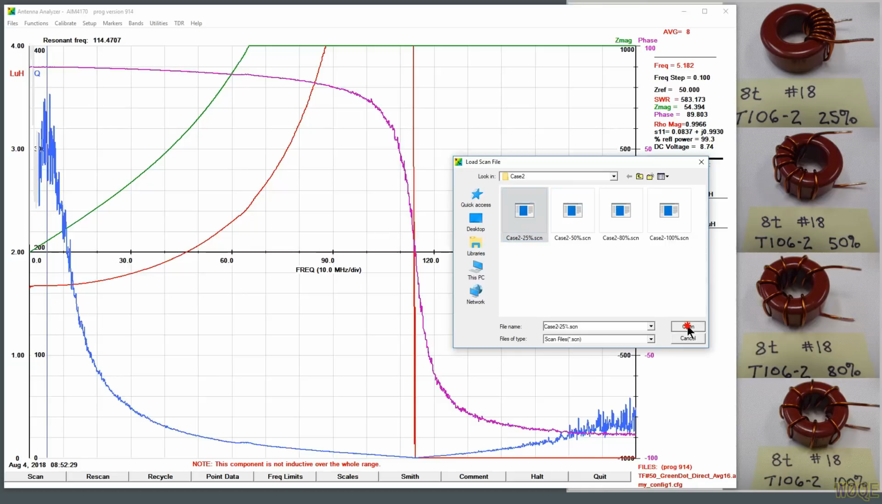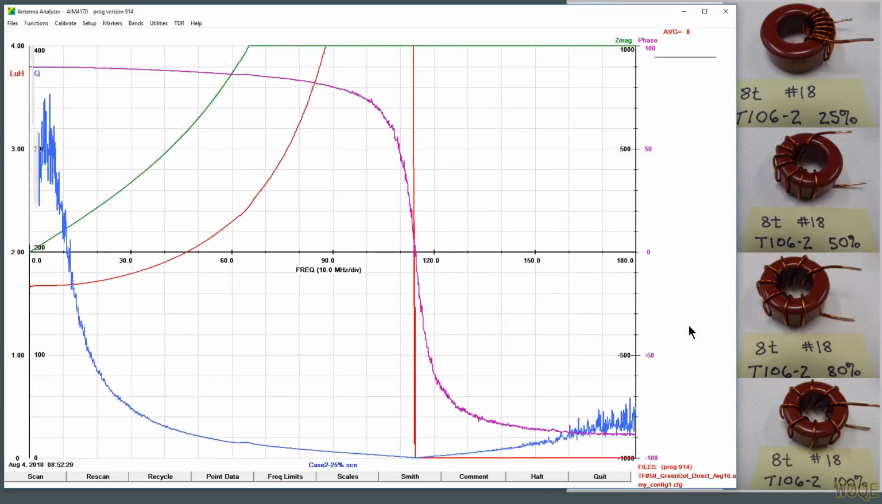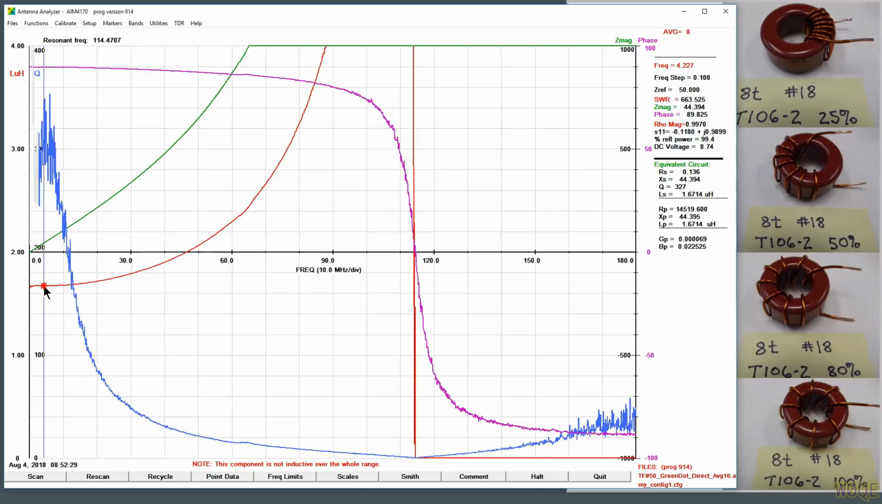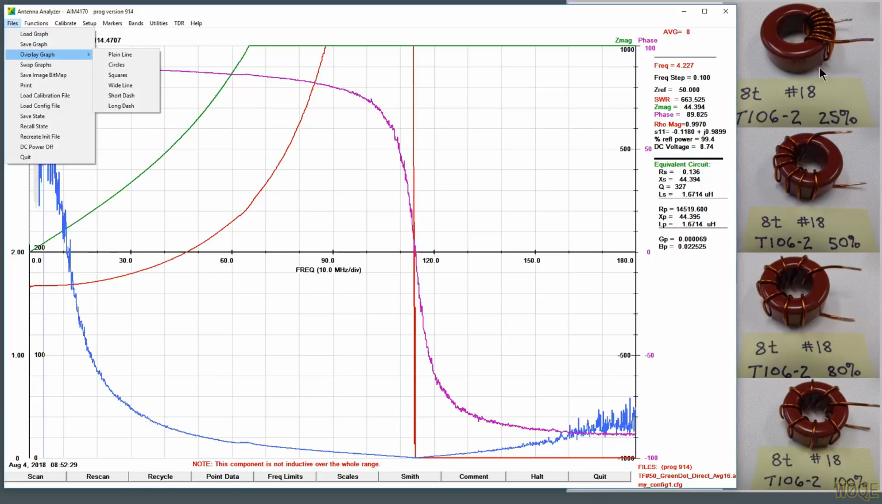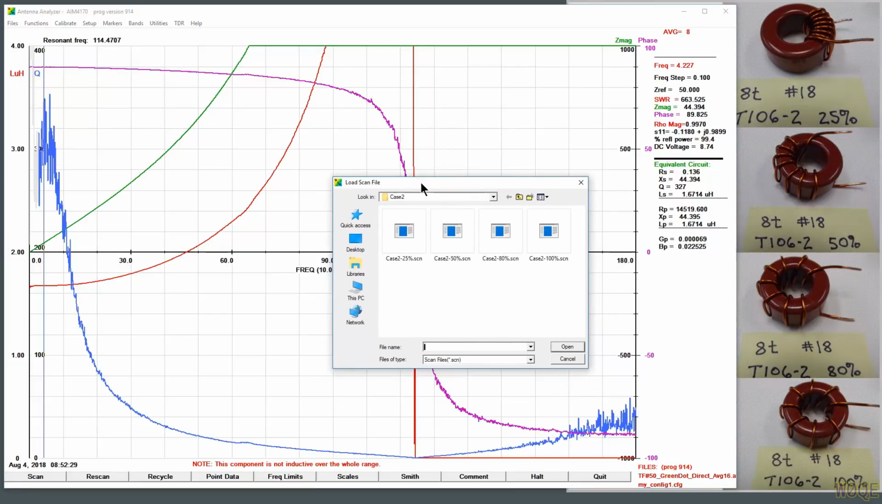If we load the 25% case, we see inductance of around 1.67 microhenries here. Reasonable Q. We see a resonant frequency of 114 megahertz. Now if we overlay this graph, and this graph represents this configuration right here, if we overlay this graph with one with circles on it, this is bugging the 4170, it always loads this window on a different monitor. Bring the 50% case up.